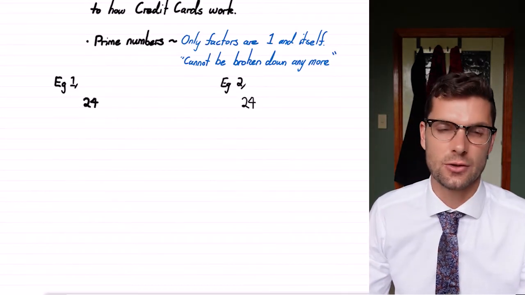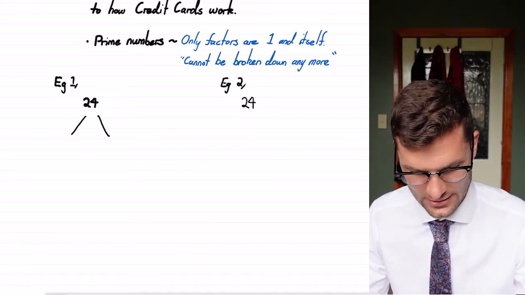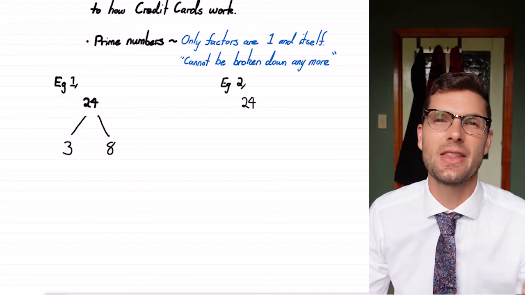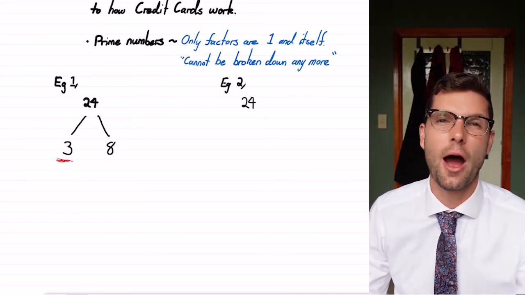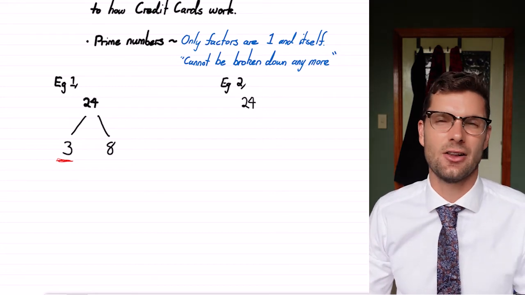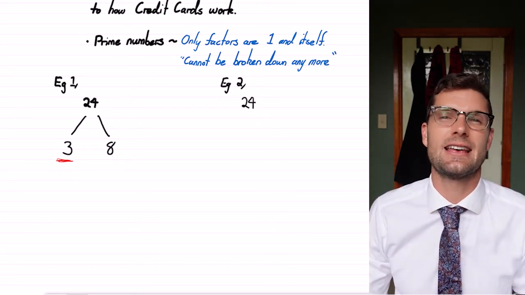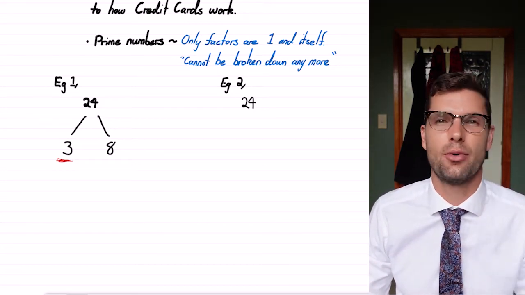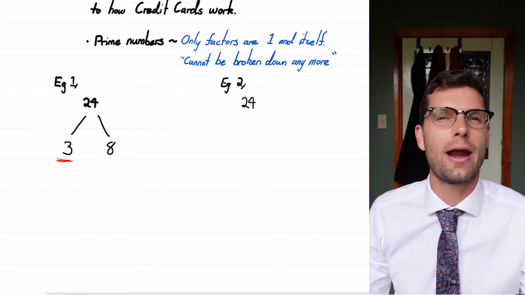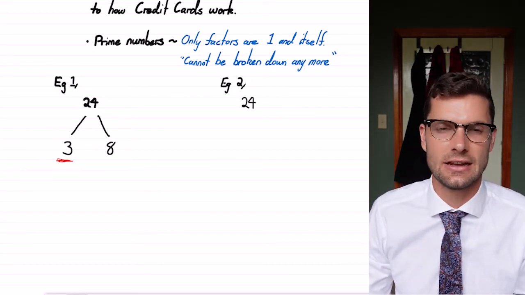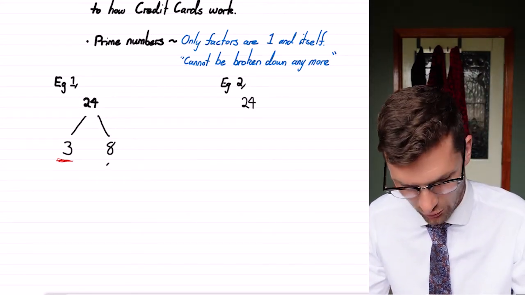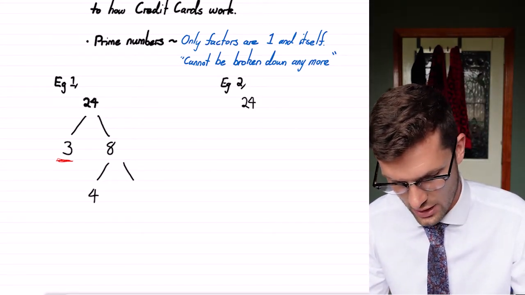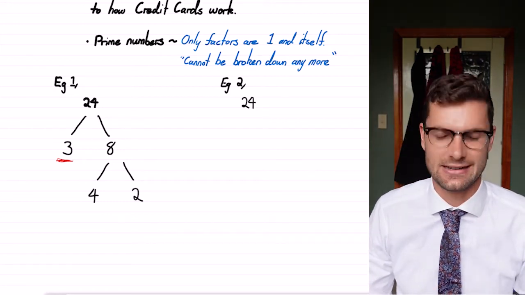So, for example, with 24, we could break this into 3 times 8. That is a factor pair of 24. 3 is a prime number, and I would like you to underline that. What the underline is doing is saying that this thing cannot be broken down any further, so the branch of the factor tree stops here. But we know that 8 can be broken down into 2 and 4, so we're going to write that down as well. So we've got 4 times 2 is equal to 8.